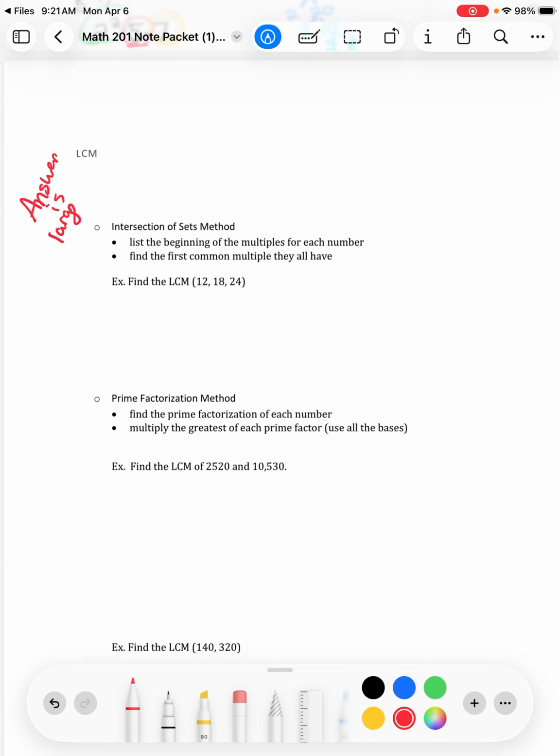Even though it has the word least on there, multiple means that we're getting larger. So that's why my answer is always going to be larger. And the least means it's the smallest whole number that is a multiple of the numbers given.